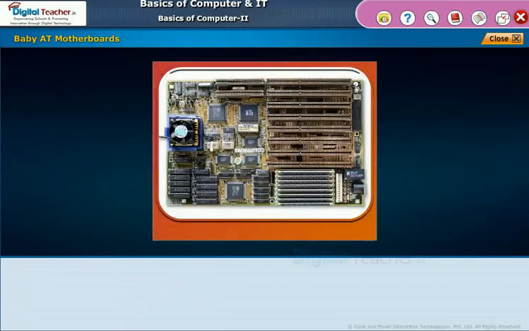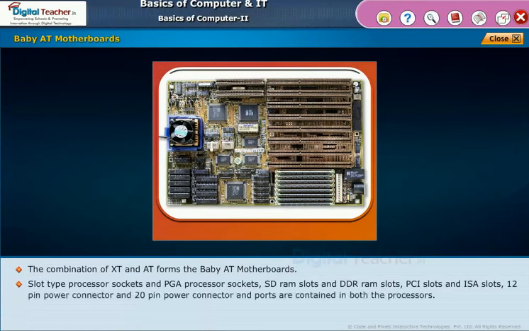Baby AT motherboards. The combination of XT and AT forms the Baby AT motherboards. Slot type processor sockets and PGA processor sockets, SDRAM slots and DDR RAM slots, PCI slots and ISA slots, 12-pin power connector and 20-pin power connector and ports are contained in both of them. Example, Pentium 3 and Pentium 4 processors.